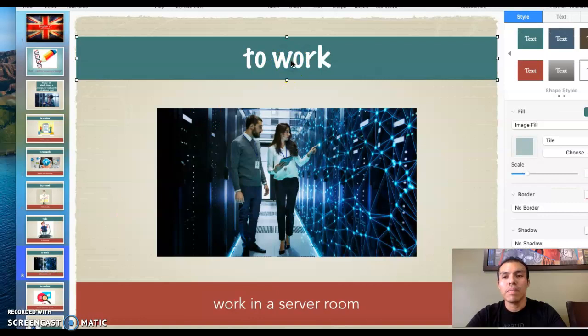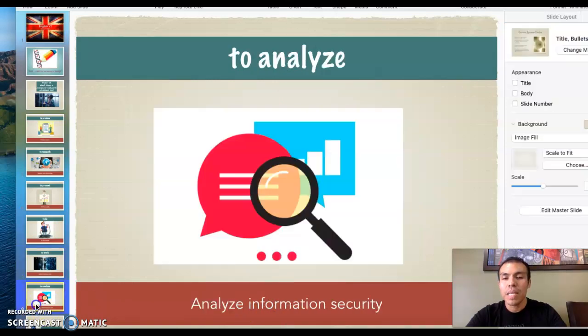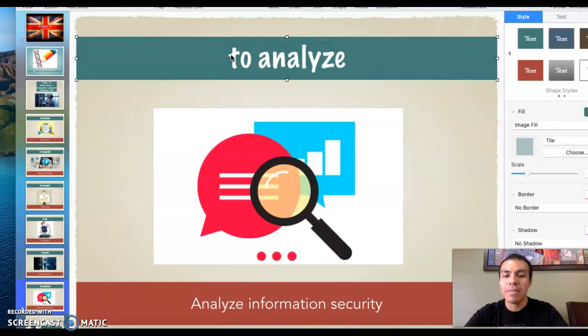To work. Let's repeat. To work. Example, work in a server room. And finally, to analyze. To analyze. Example, analyze information security.